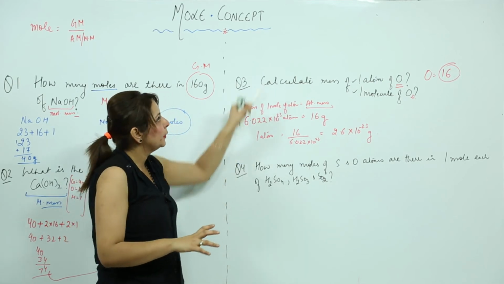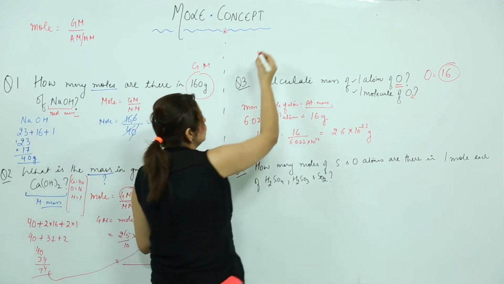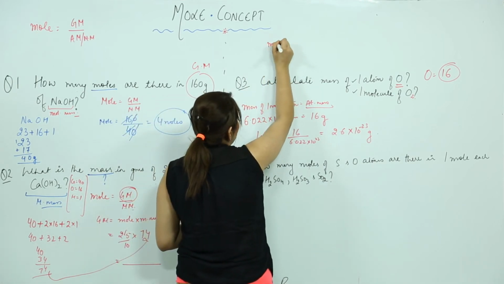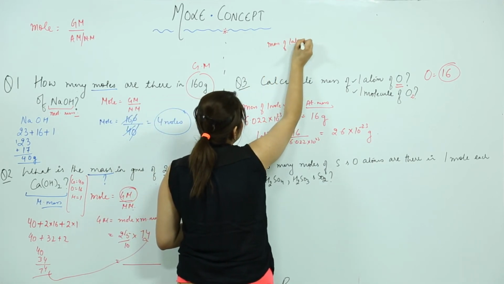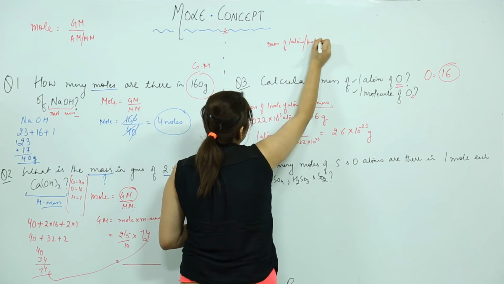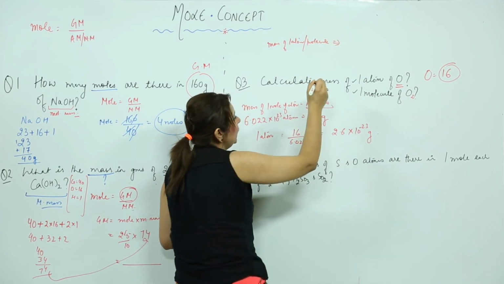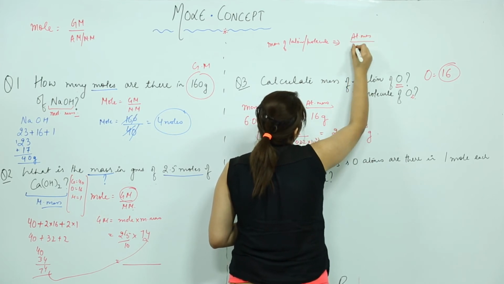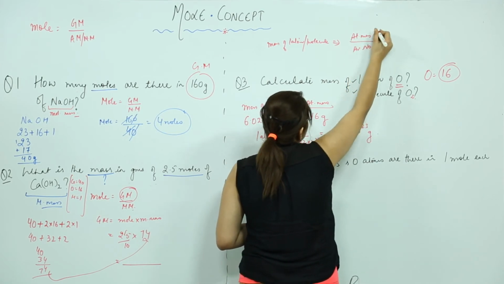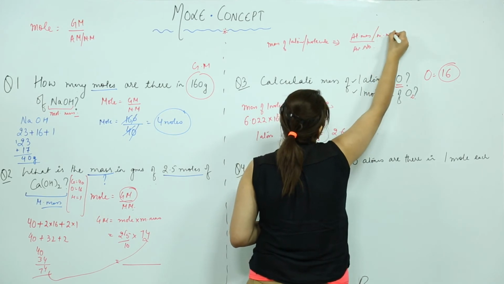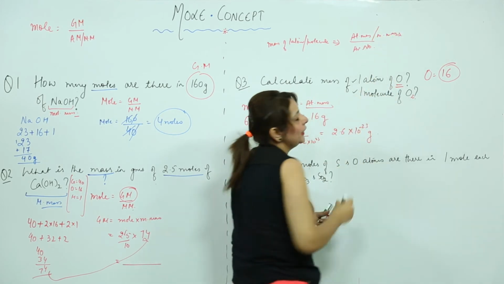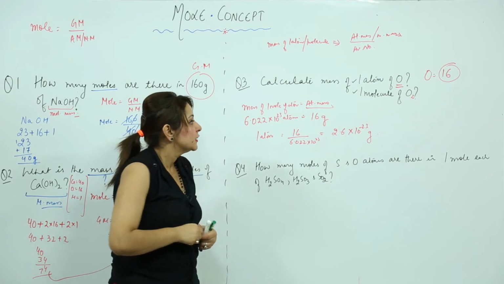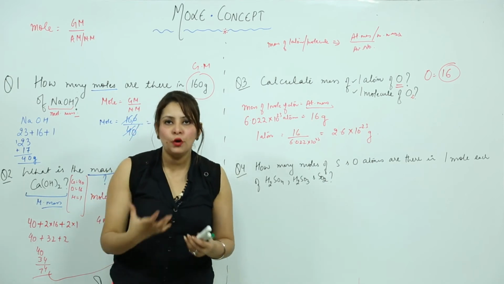So I'll just sum up the formula above. If somebody asks you to find the mass of one atom or the mass of one molecule, what formula will you directly use? You will use atomic mass divided by Avogadro number, or if it is a molecule, then molecular mass again divided by Avogadro number, right? So you can just cram the formulas also, right?